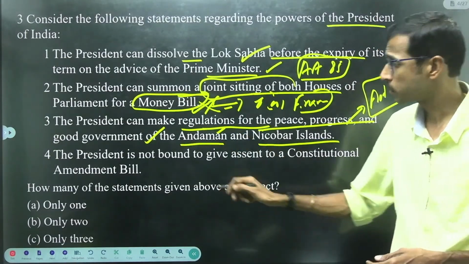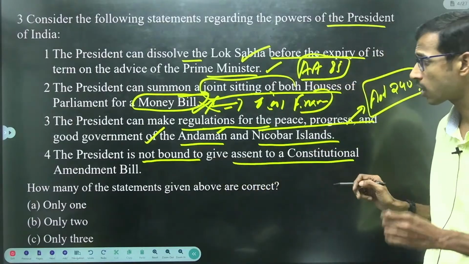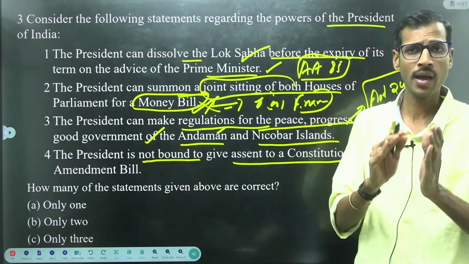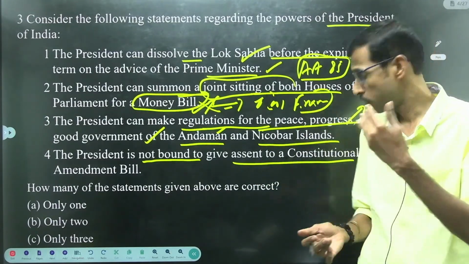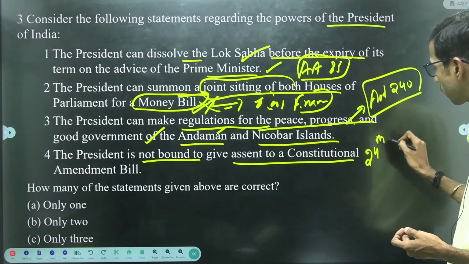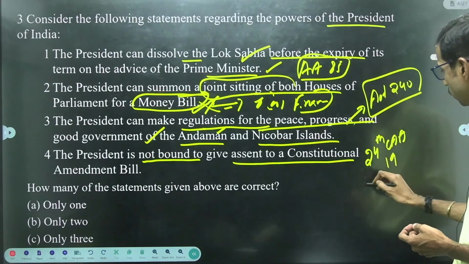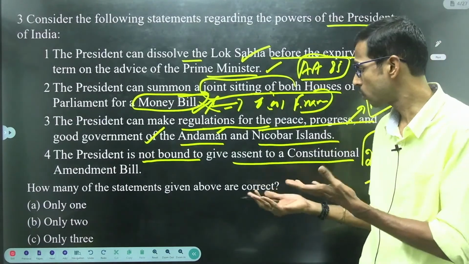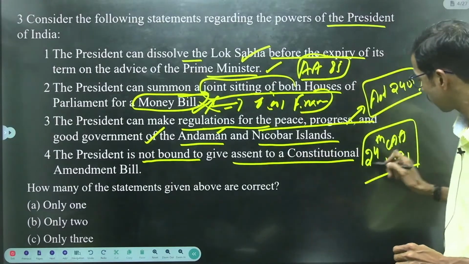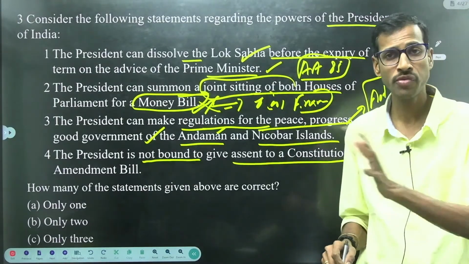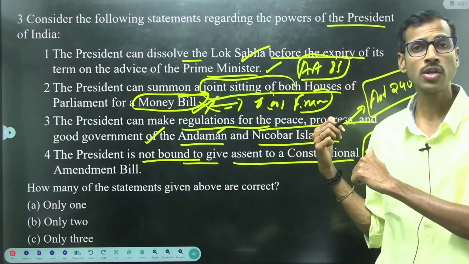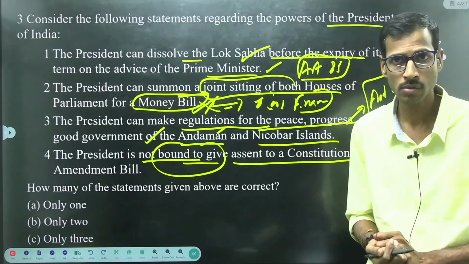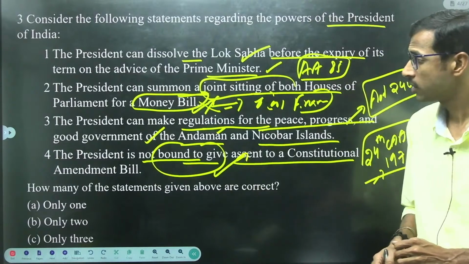So this is correct. The President is not bound to give assent to a constitutional amendment bill. Is it correct? Not bound. Previously we had certain limits. If you observe the 24th Constitutional Amendment Act of 1971, before 1971 there was no constitutional obligation, but the 24th Constitutional Amendment Act changed everything. From this amendment, the President is bound to give assent to a Constitutional Amendment Act, right? So this is completely wrong, right?